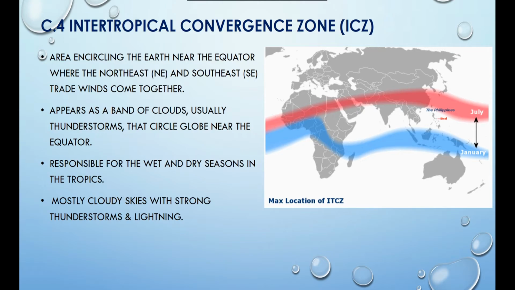Next is the Intertropical Convergence Zone, o yung tinatawag nilang ITCZ. ITCZ is the area encircling the Earth near the equator, where the northeast and the southeast trade winds come together. Appears as a band of clouds, usually thunderstorms, that circle the globe near the equator. Responsible for the wet and dry seasons in the tropics and mostly cloudy skies with strong thunderstorms and lightning. So, sailors called it doldrums or calms because it is monotonous or windless weather.